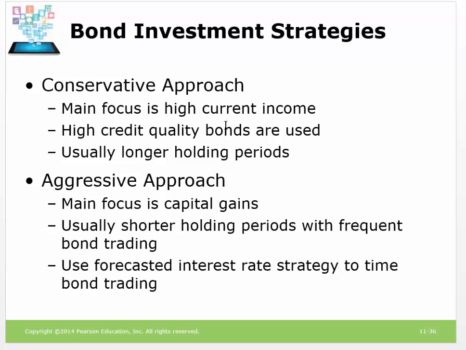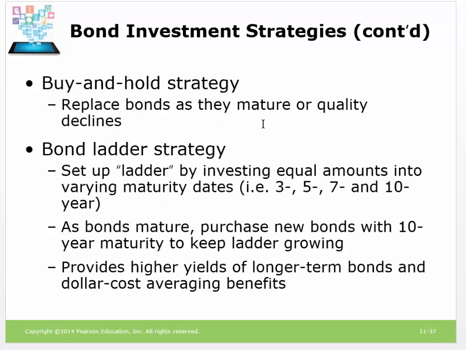A conservative approach is more of a buy and hold kind of strategy. You focus on current income. So you're looking for high quality bonds that have longer holding periods. And through this, obviously, you're focusing on cash rather than capital gains. So we have a bond buy and hold strategy. You replace bonds as they mature or quality declines. That's how you make your changes in your portfolio.